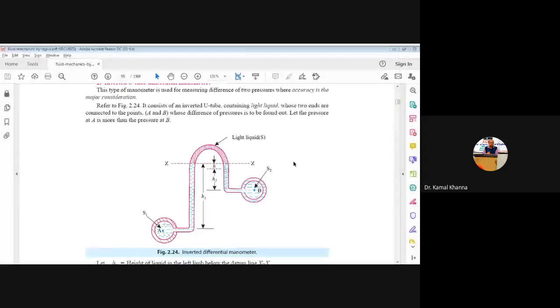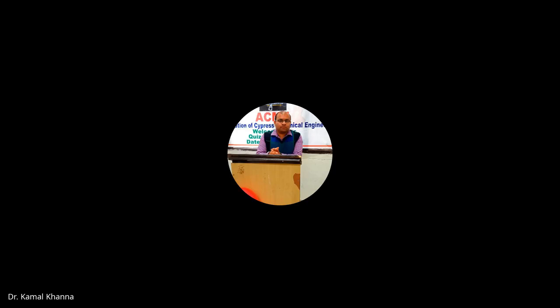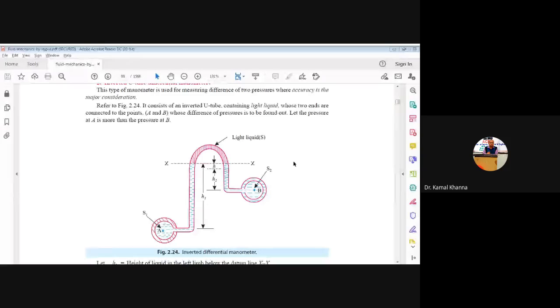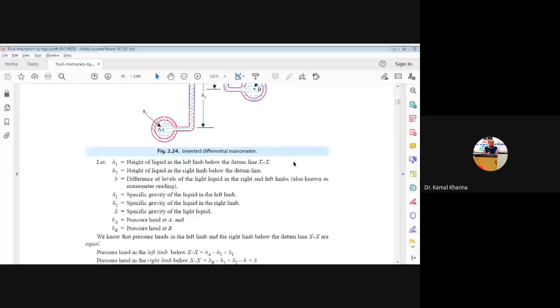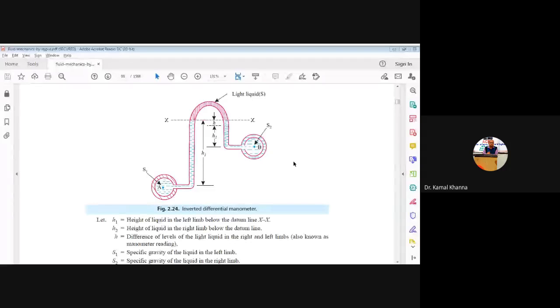Here we use a lighter liquid as compared to the two liquids whose pressure difference is to be measured, unlike the simple differential manometer. For calculating the pressure head, we assume the x-axis as the reference head or the datum head, and measure all the pressure heads from that datum. Let us say H1 is the pressure head for point A from the reference point, H is the pressure head for the lighter liquid, and H2 is the pressure head for the second liquid.